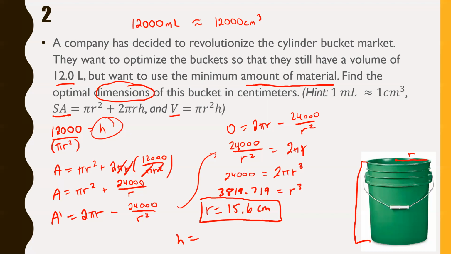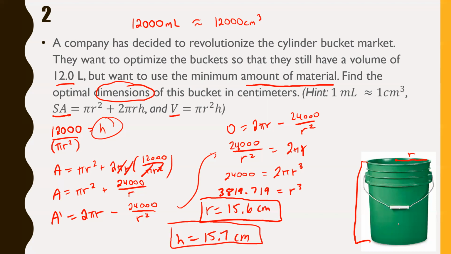So pi times 15.6 squared. This is going to give me, oh, kind of funny. It's a good thing it's going to round. It's close to 15.6 once again, but it actually does round up to 15.7. So 15.7 centimeters would be that bucket.